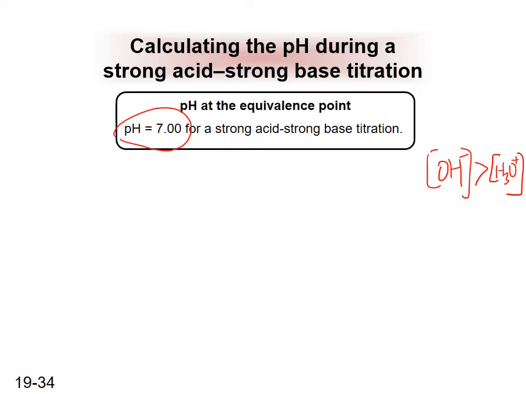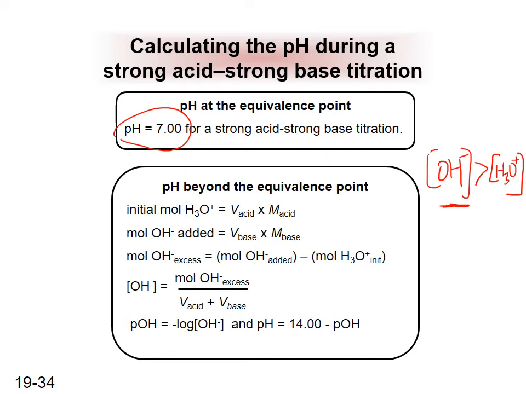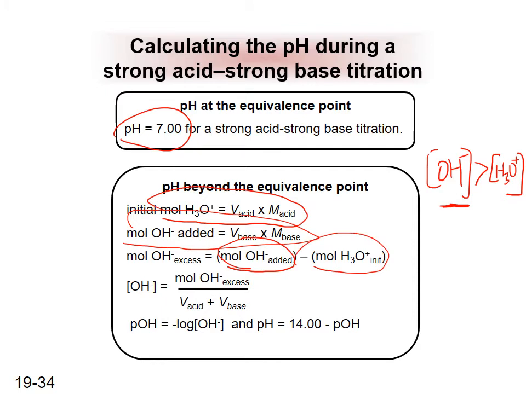So we have to find out how much hydroxide is in excess, and then we can calculate the hydrogen ion in the solution. To calculate the excess amount of hydroxide, again, we need to know the initial number of moles of hydrogen ion and how much hydroxide was added. But this time we use the number of moles of hydroxide minus hydrogen ion, and that gives you the excess amount of hydroxide. Then we can calculate the concentration of hydroxide just like we did for hydrogen ion.